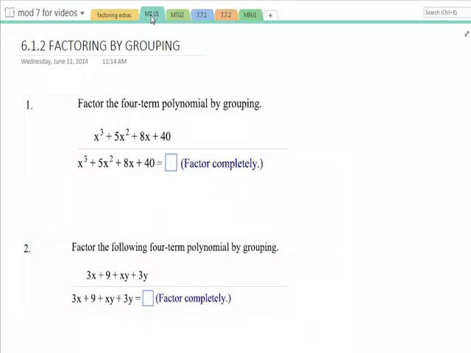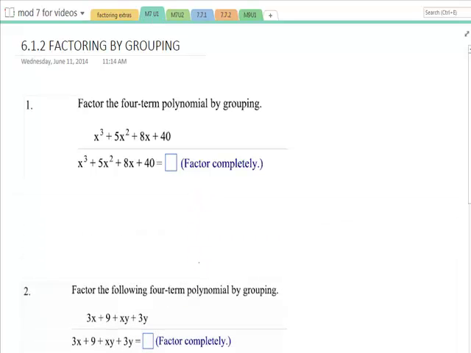All right, so here we are, and we're going to factor by grouping. I have x to the third plus 5x squared plus 8x plus 40. And please remember that if you want these problems printed out, there is a button in my math lab that has the problem sets, and you can print them out, and it's a little easier to take notes when the problems are already written.